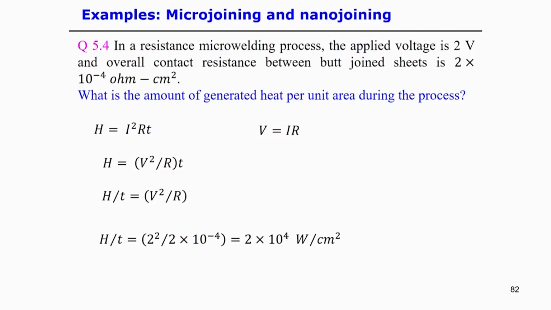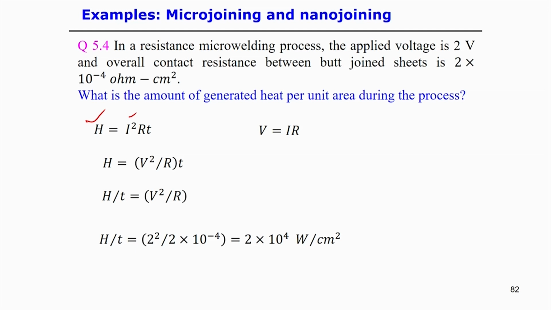Another type of problem: in a resistance microwelding process, the applied voltage is 2 volt, and the overall contact resistance between the butt joint sheets is given as 2 into 10 to the minus 4 ohm centimeter square. Now, what is the amount of heat generated per unit area during this process? We use the heat generated H equal to I square R T. I is the current flowing through the sample, R is the overall contact resistance, and T is the duration of the time over which the current flows through the sample.